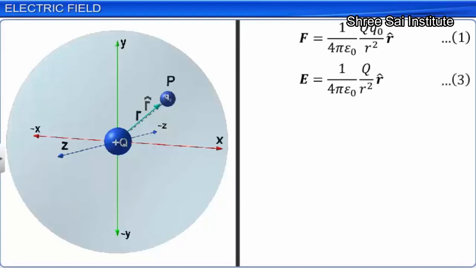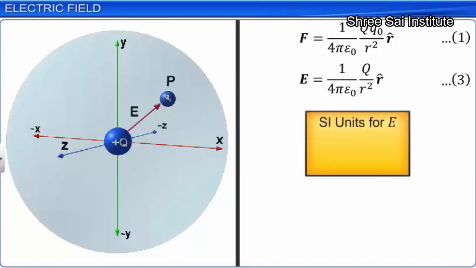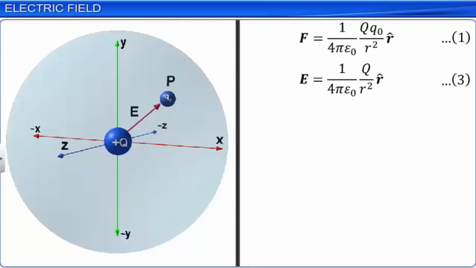Electric field strength E is a vector quantity pointing in the direction of the force on a unit positive charge at a point in the electric field. In SI, it is measured in Newton per Coulomb or Volt per meter. From equations 1 and 3, the force on the charge q0 can now be expressed as F is equal to q0 E.